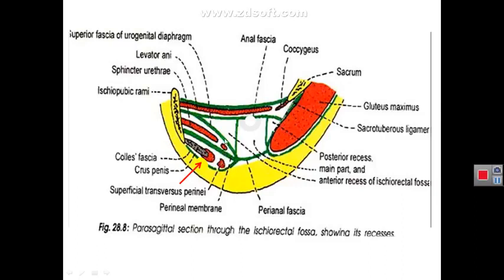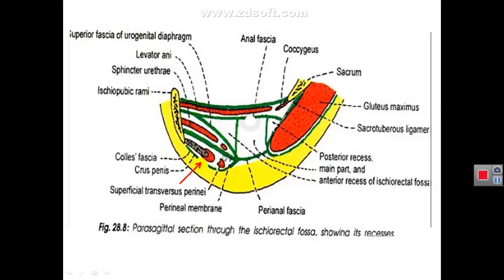So now I want you to know a term, which is urogenital diaphragm. When you want to say what the urogenital diaphragm is, you have to say the urogenital diaphragm is formed by the superior fascia of the urogenital diaphragm, the inferior fascia of the urogenital diaphragm, which is the perineal membrane, and the muscles, which are the sphincter urethrae and the deep transverse perineal muscle. These three form the urogenital diaphragm.